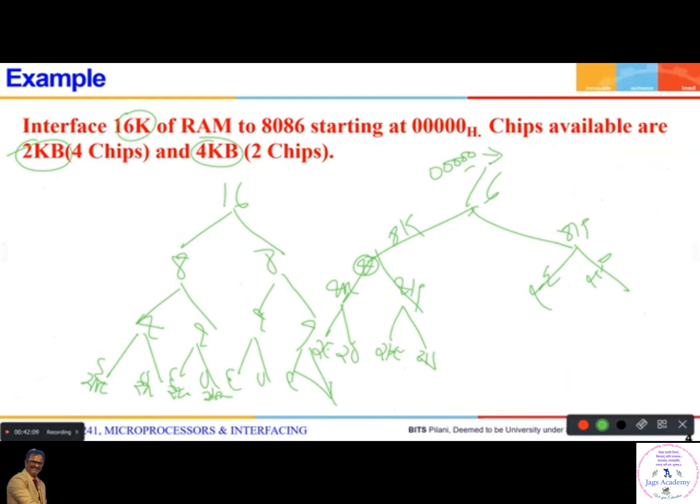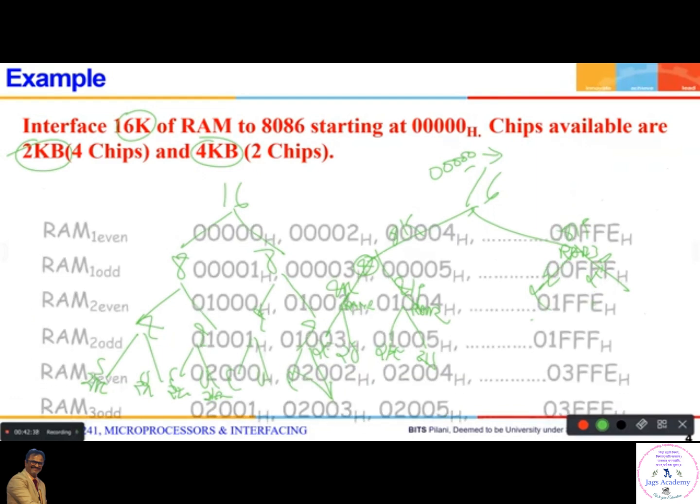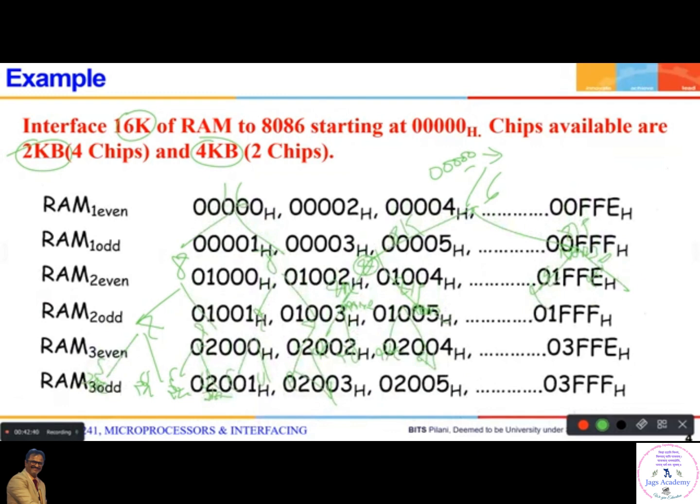Now you can name it something like this. I will divide this as, see, here is RAM 1, RAM 2, and this will be RAM 3. So what will be this? RAM 3 even, RAM 3 odd. This will be RAM 1 even, RAM 1 odd, RAM 2 even. Can you write the address range of this when you come to the next class? I'm going to continue from here. Can you write the entire address range for all the chips?